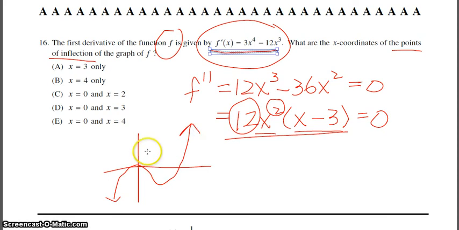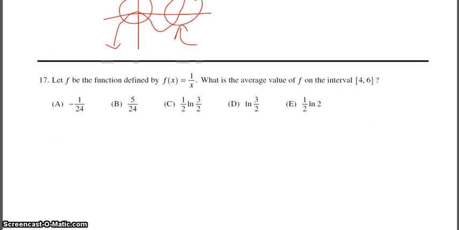Well, since here they didn't change sign, it remains negative. The concavity didn't change around 0, so that's not the answer. The point of inflection will be here. The point of inflection will be at 3, because before that the concavity is negative, it's concave down. After that it's concave up, so the concavity changed. The answer is A.